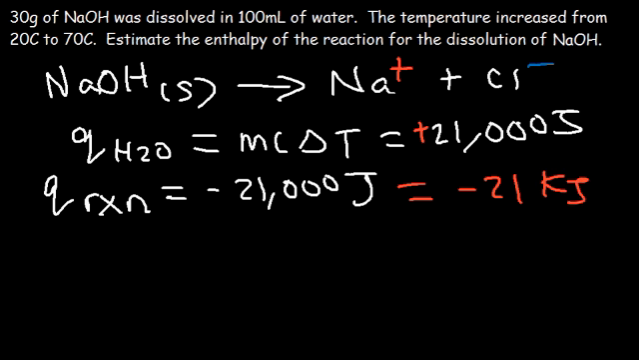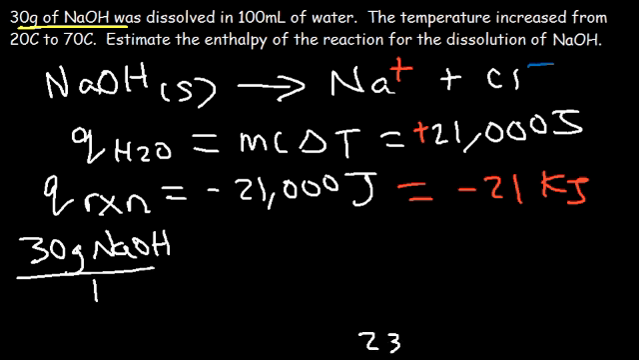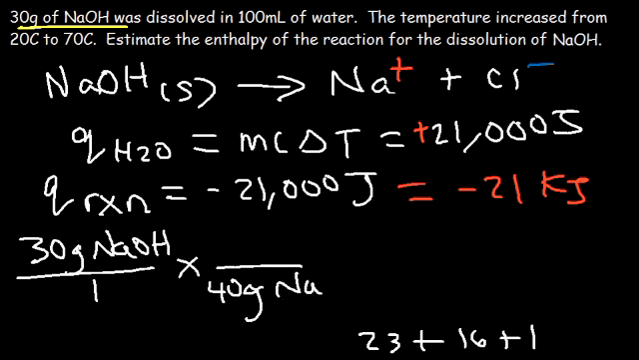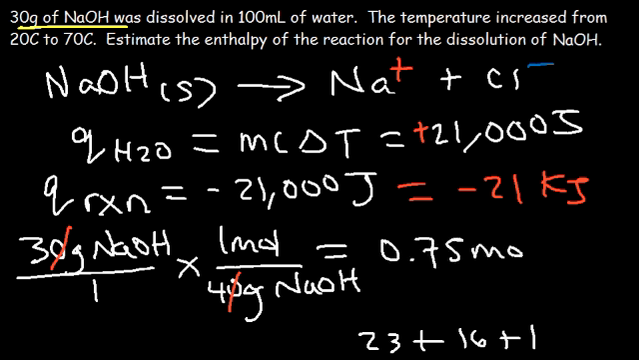Now the last thing we need is the moles of sodium hydroxide. We have the mass, so let's convert it. 30 grams of NaOH. Now the molar mass of NaOH, it's 23 for Na, 16 for O, 1 for hydrogen, so that's 40. So there's 40 grams of sodium hydroxide in 1 mole. So if that's the case, how many moles are in 30 grams of sodium hydroxide? It has to be less than 1. We can cancel the 0, so we have 3 over 4, which as a decimal is 0.75. So we have 0.75 moles of sodium hydroxide.